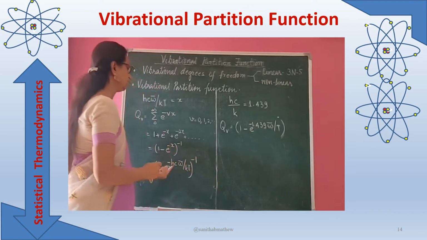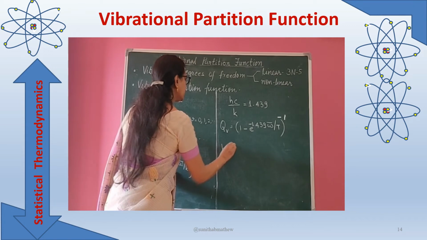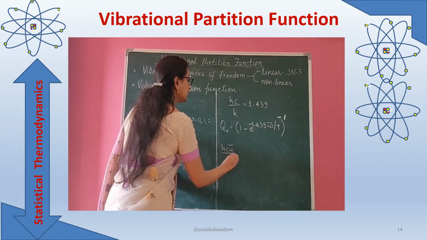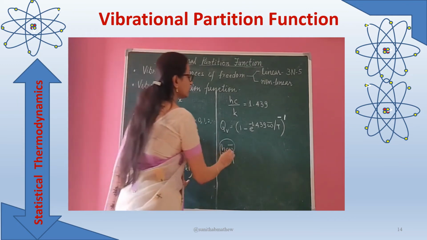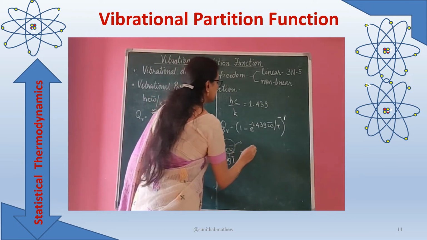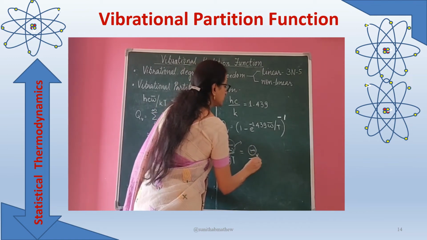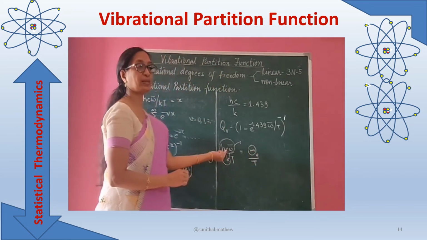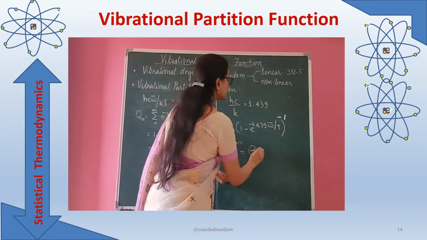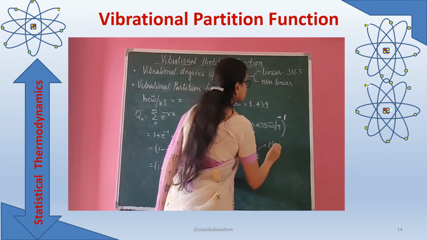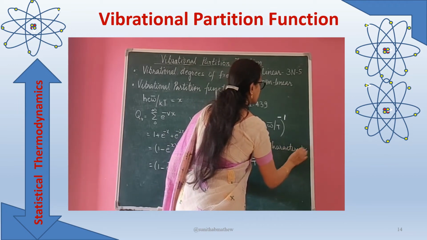Here, if we see this term hc omega bar upon kT, these are all constant for a given molecule, and for this we can write a single term, that is theta V, because it has the dimension of temperature. So this can be written as theta V. This is known as characteristic vibrational temperature.